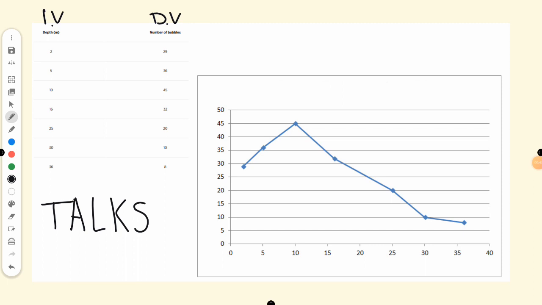The first thing we need to do on this is the title. The title should include the independent and the dependent variable, and it typically goes at the top of the graph. A good title for this graph would be depth versus the number of bubbles. Another way to write this could be depth effect on the number of bubbles.